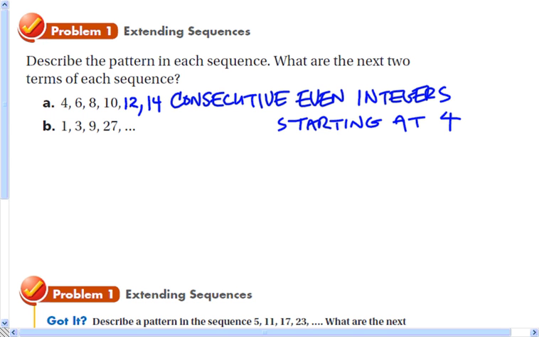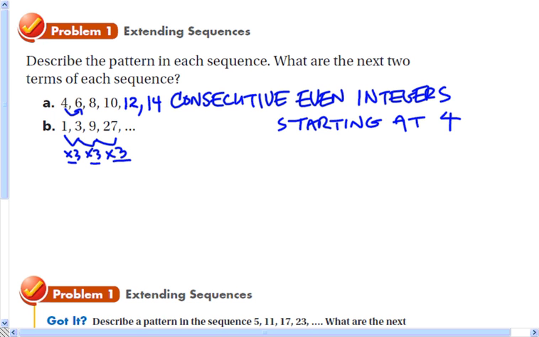14. And in the second sequence, one way you could look at the first sequence is there's a common difference of 2. That'd be another way to describe the pattern. So a series of integers with a common difference of 2 starting at 4. This one actually has a common multiple of 3. So we're multiplying by 3.